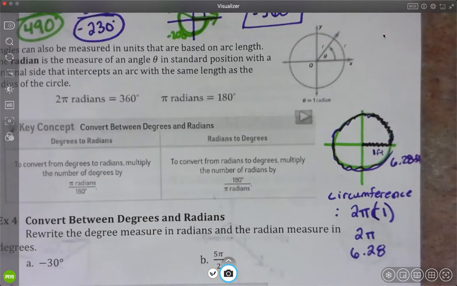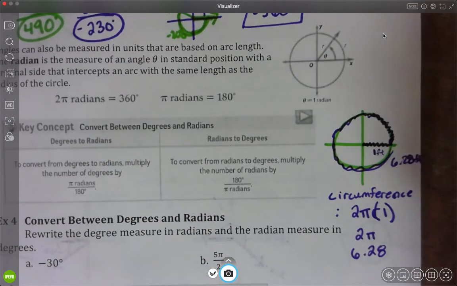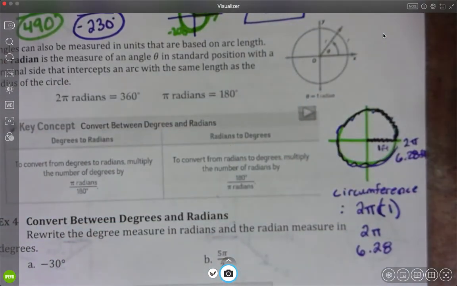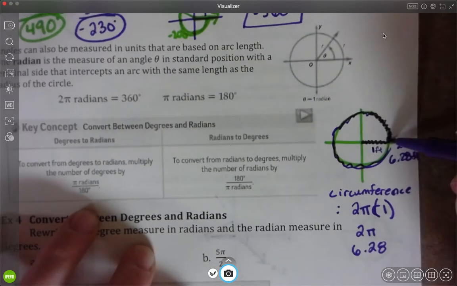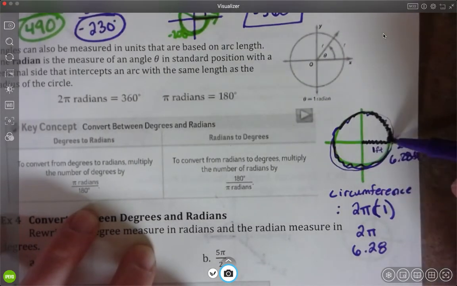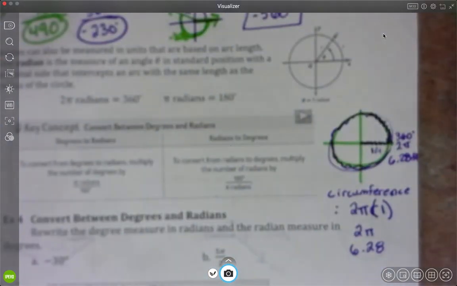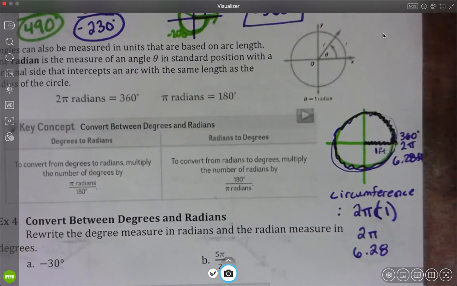Okay. Now here's the deal. 6.28 feet, or 2 pi, is the same thing as me starting here and going all the way around back to where I started from, which is kind of like going 360 degrees. So 360 degrees is equivalent to 2 pi all the way around the circle, but this is in degrees and 2 pi is in radians. So basically that's the conversion between the two. 360 degrees is equivalent to 2 pi.